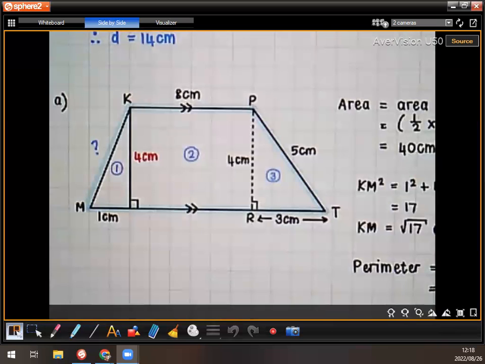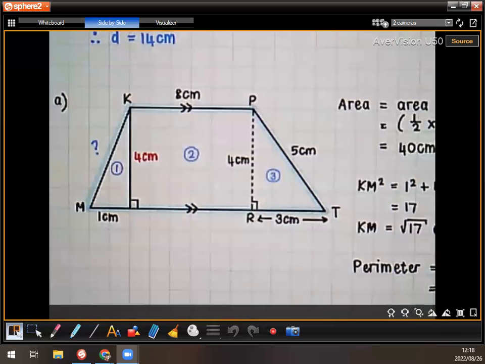Hello? Then we need that 1 centimeter. We have 8 centimeters there, 3 centimeters there. We need that 5 centimeters, which we do have, and then that 8 centimeters. So guys, we actually can't calculate the perimeter yet. We first need to calculate KM. Alright, so KM. Now guys, how do I find the length of KM?